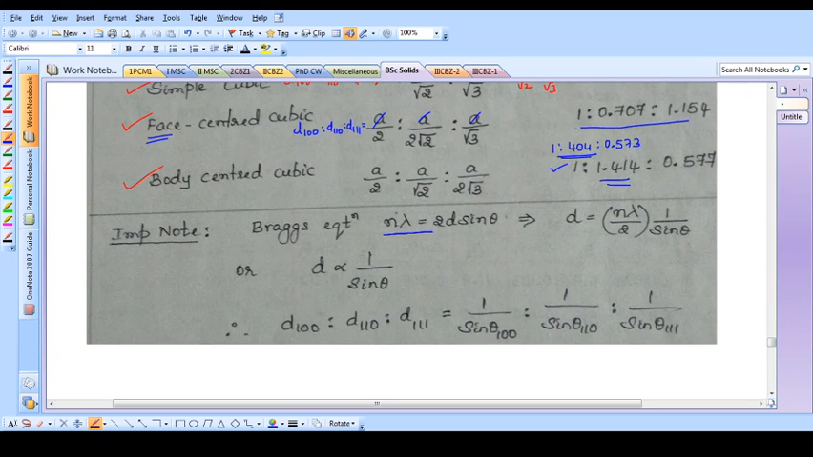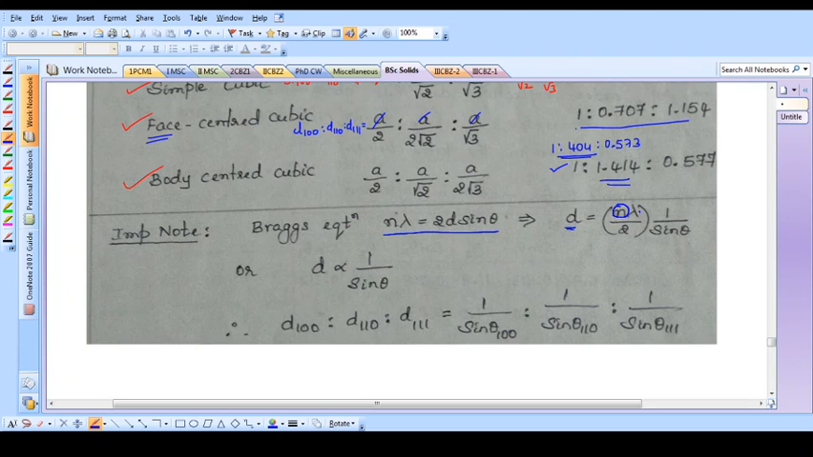According to Bragg's law, n lambda is equal to 2d sin theta. Let me rearrange. Then d is equal to n lambda by 2 into 1 by sin theta. For a given order of reflection, n is fixed. If it is first order, n is always 1. If it is second order, n is always 2.